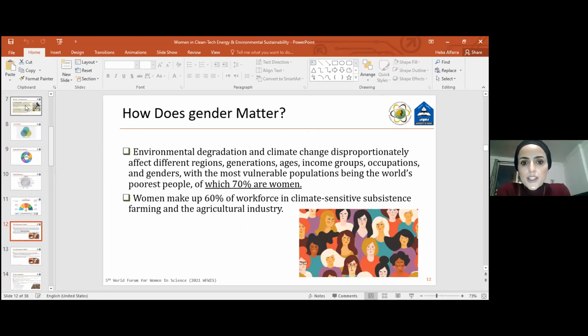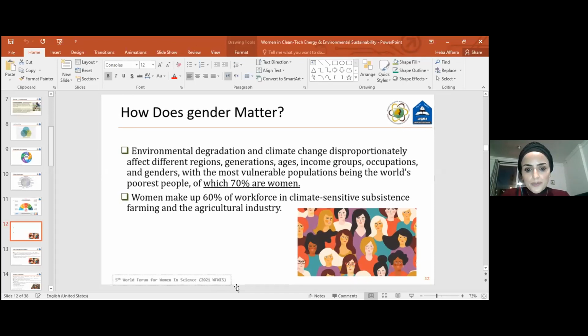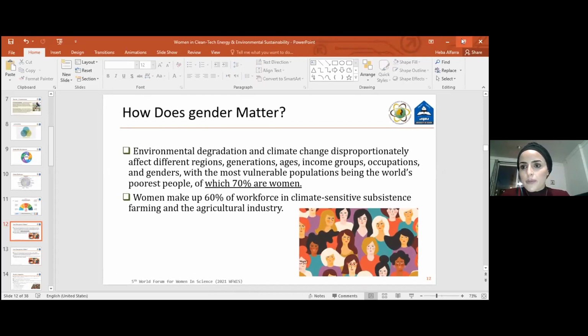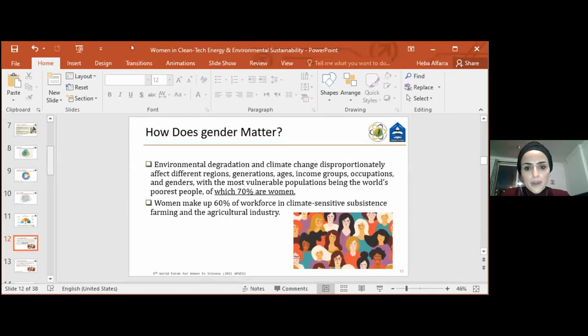So how does gender matter for us? Environmental degradation, as you know, and climate change differ from area to area, from country to country, from place to place, based on many categories or criteria.